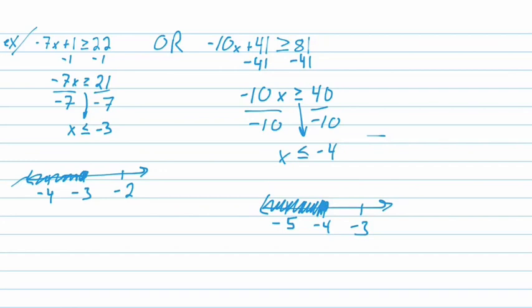If it was an and, it couldn't be negative 3. Because and, you have to satisfy both. Or you just have to satisfy one or the other. So in this case, since they're both going in that same direction, the only solution set I need is that x is less than or equal to negative 3.